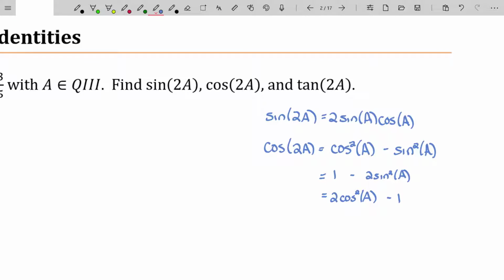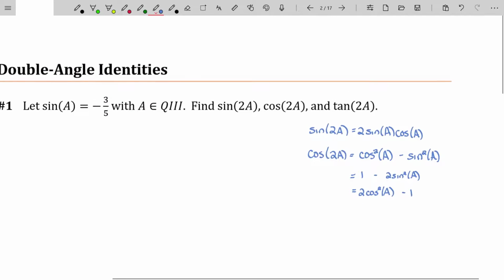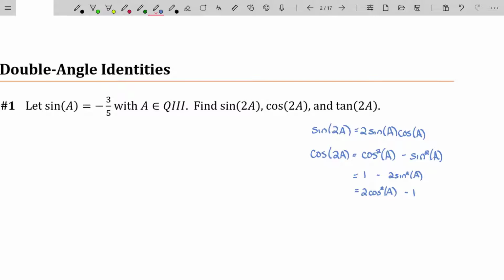Notice I don't bother writing the tangent of the double angle because I won't need it. I'm going to find the sine of the double angle first, then the cosine of the double angle, and then I'll take their ratio, and that will give me the tangent. That's why I never really bother memorizing the tangent of the double angle formula. Critical step to begin with here.